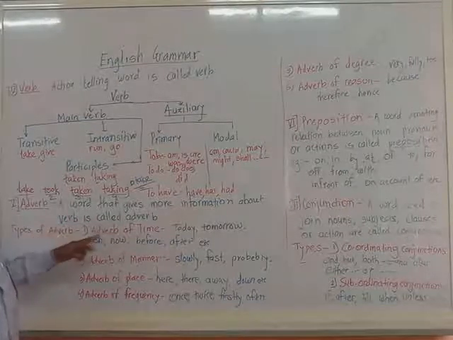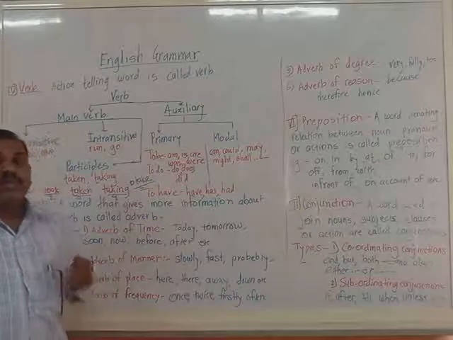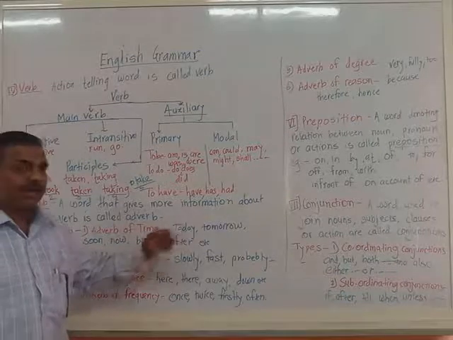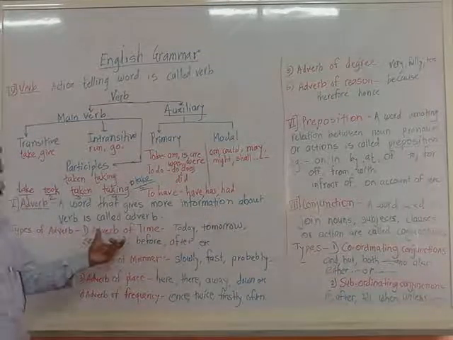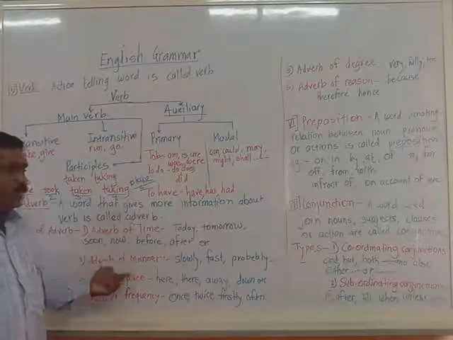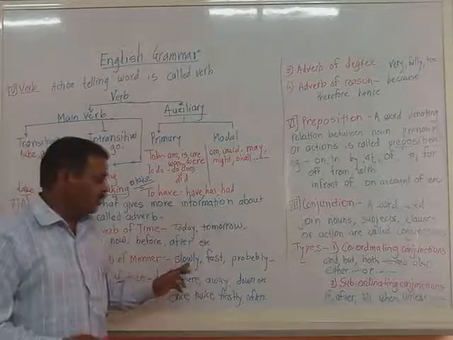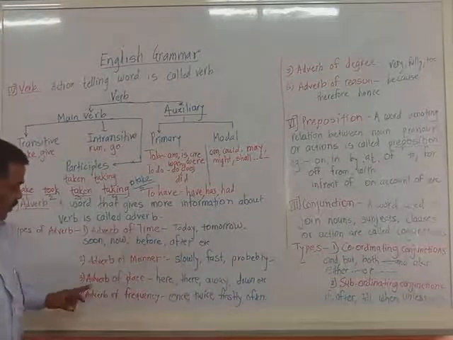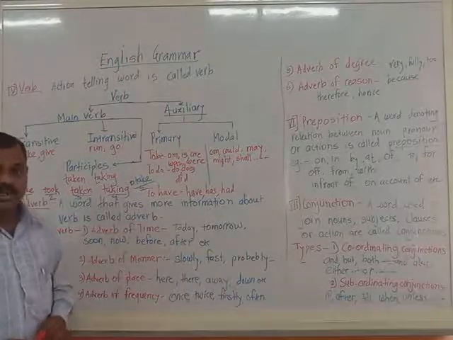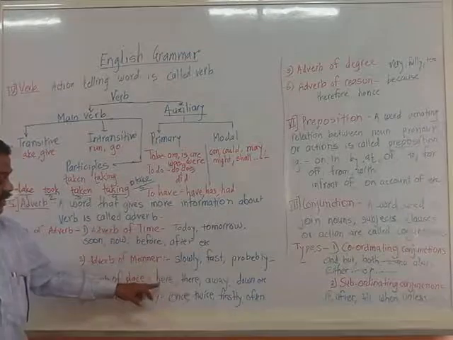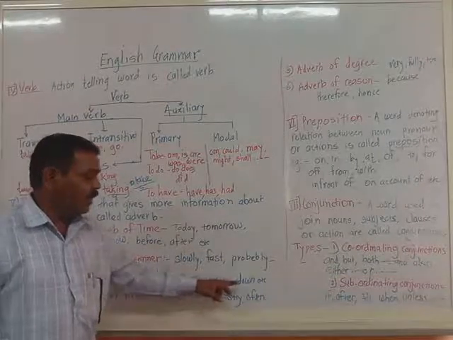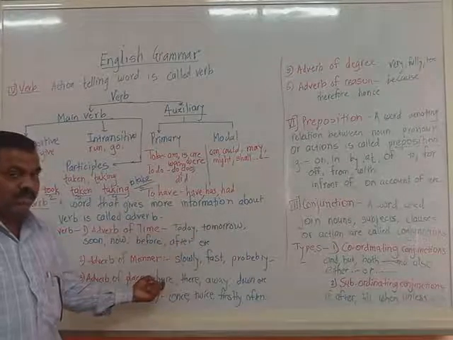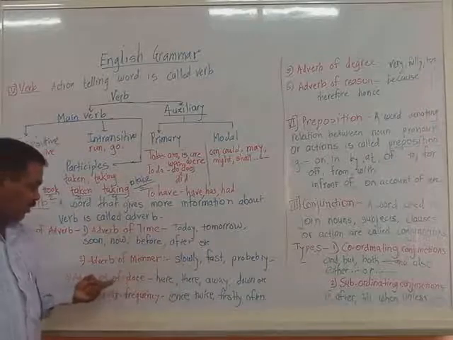So types of adverbs. Adverb of time means when the action takes place: today, tomorrow, soon, now, before, after, etc. Means time of the action is told there. Adverb of manner means in what manner, how does the action takes place: slowly, fast, probably, like that. So these are the examples. Then adverb of place means where did the action take place. That is here, there, away, down, near. So such answers we receive by these words. That's why these words are called adverb of place.